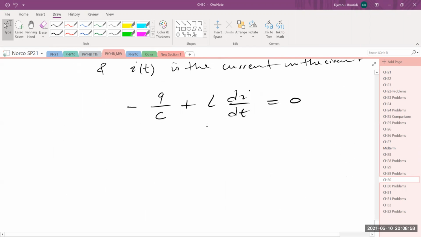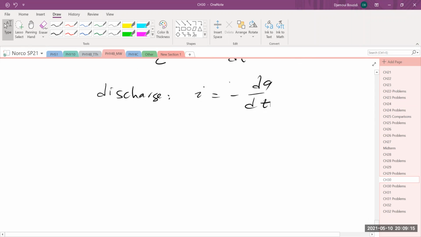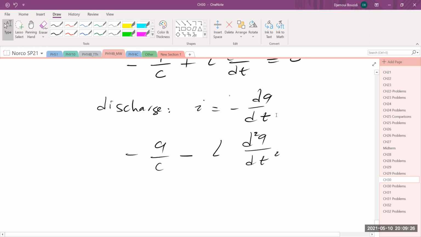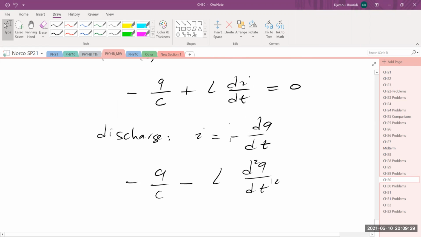There is a relationship between the current and the voltage that I need to borrow immediately, because this is a discharge. I know that I is equal to minus dq over dt. So this will become actually a minus when expressed in terms of the charge and the discharge in the capacitor. So it's going to be minus q over C minus L d²q over dt². The second derivative, because it already involves the first derivative with respect to time of the current. So if I want to find the first derivative of the current with respect to time, it's going to involve the second derivative of q with respect to time. And this must be equal to 0.